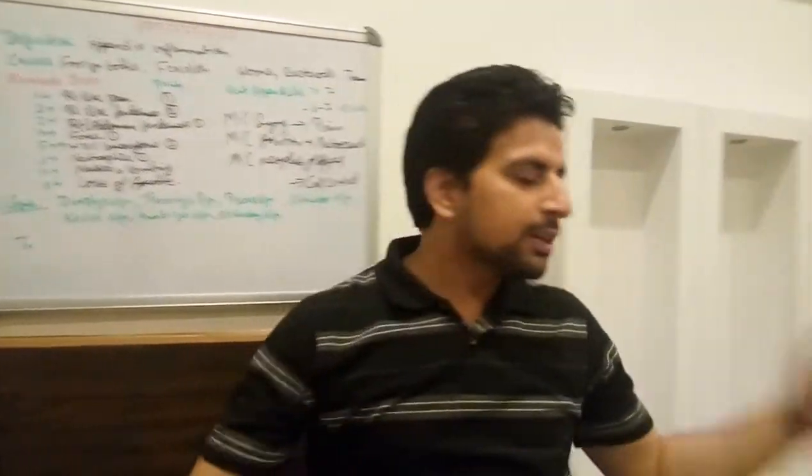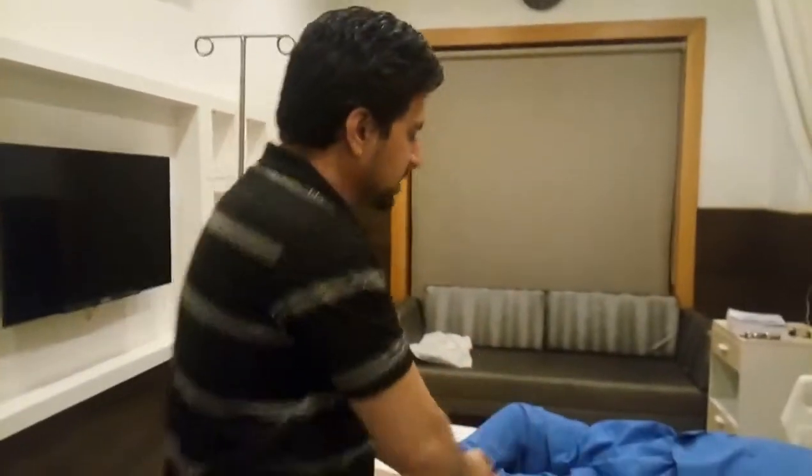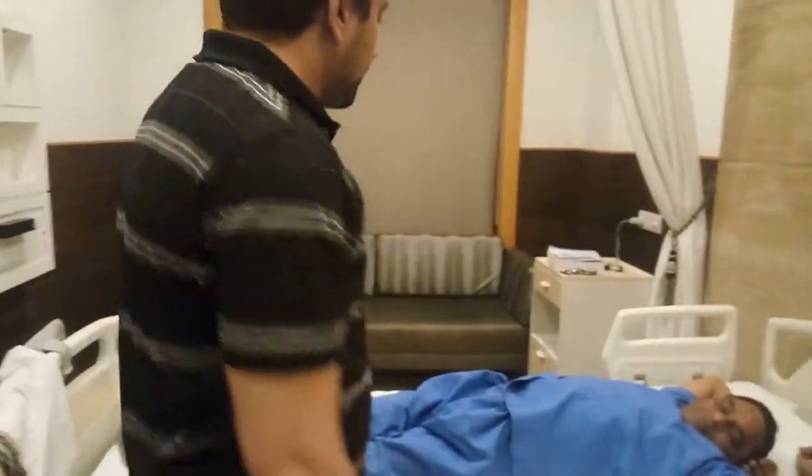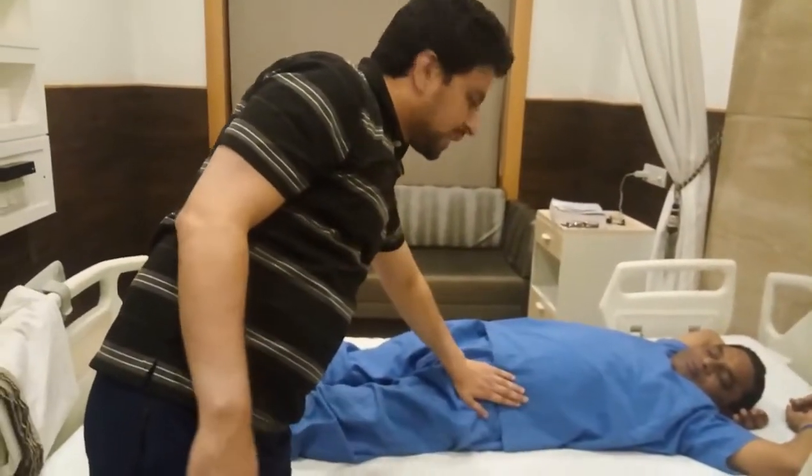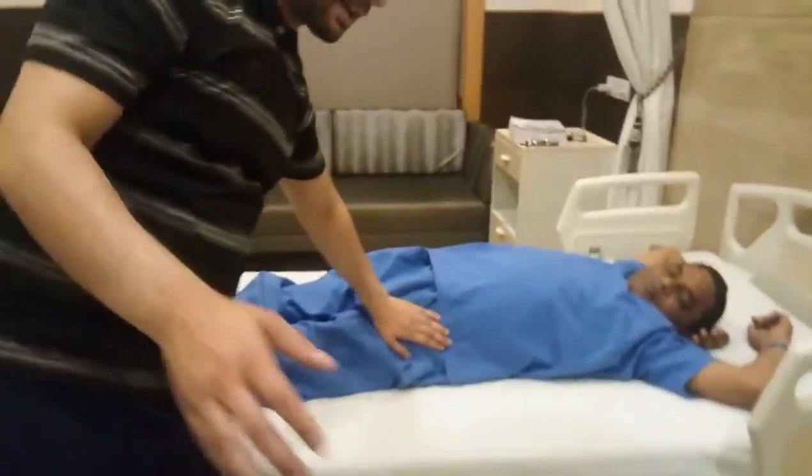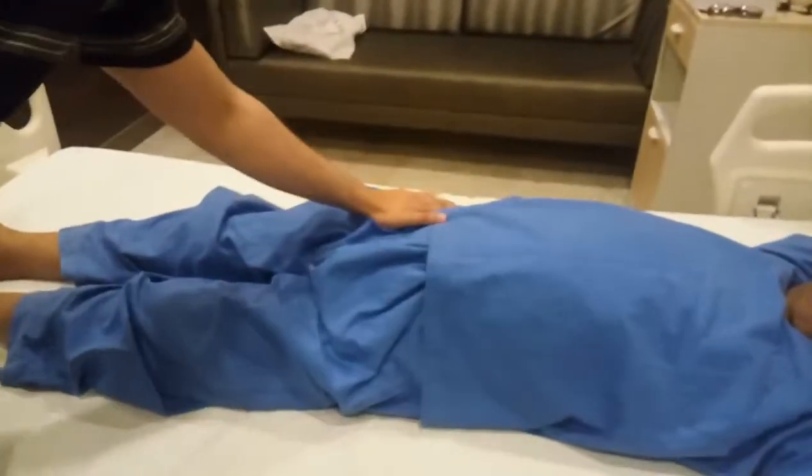See, this is a patient, and I'm going to perform a Rovsing sign. See, this is the left side. Please bring the camera closer. This is the left side. This is the right side.